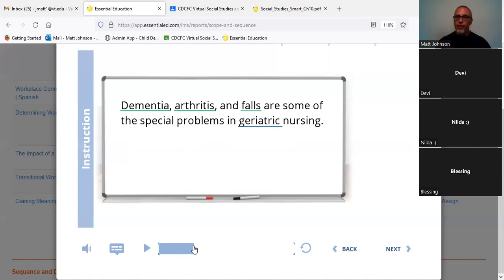I think I suffer from maybe two of those three already, the arthritis and falls maybe. Or I don't know, you guys know me long enough, maybe dementia too. But you could see there, right?